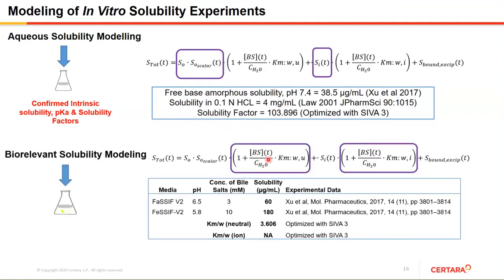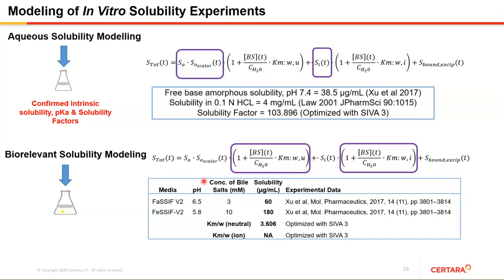We wanted to understand this bile-mediated component, and for this we had some of the data from literature. So we have the data from fasted intestinal fluid version 2 and fed intestinal fluid version 2. And we know this data here. So what we did is we tried to fit this partition coefficient of the drug of the neutral species from water to bile micelles and for the ionic species.